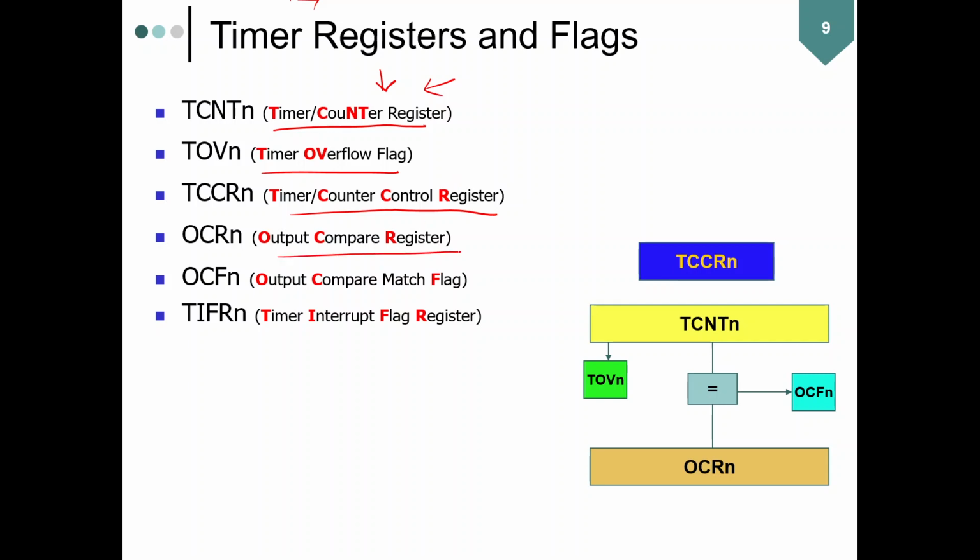Then the output compare register. This is where you put the values to which you want to compare whether the timer has counted up to this point or not. And then the output compare match flag. This flag is raised once the comparison between the timer and the value that you had set in OCRn has occurred. And then you have the timer interrupt flag register, which is raised once a timer interrupt has occurred.